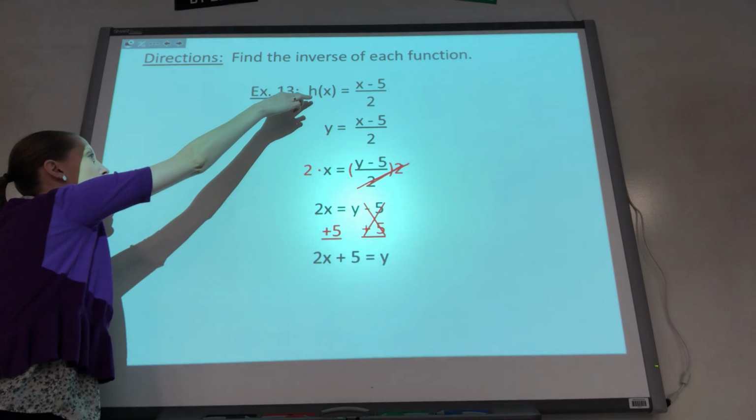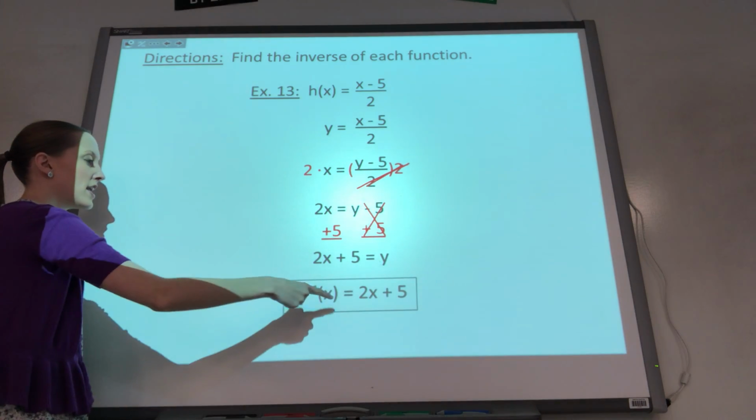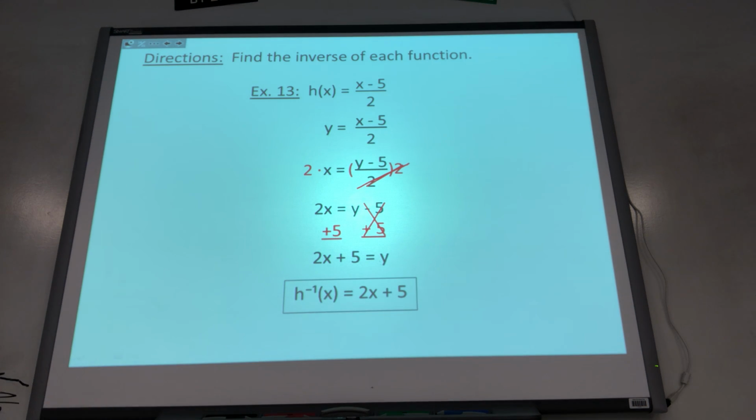If they give you some kind of function notation at the beginning, go ahead and use that little -1 that we had in the notes and write it as h inverse of x equals 2x plus 5. If they just give you y, though, you can leave it as y.